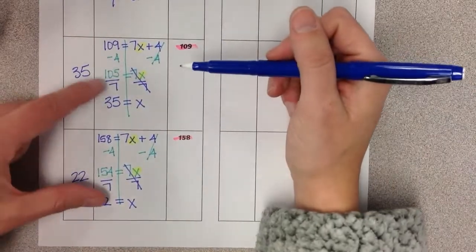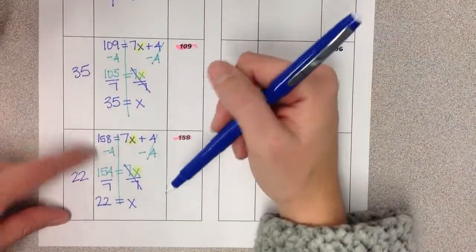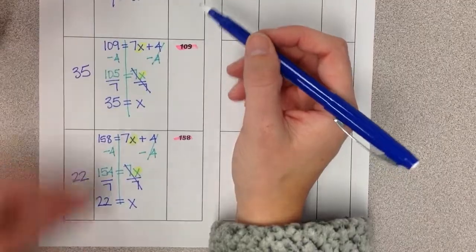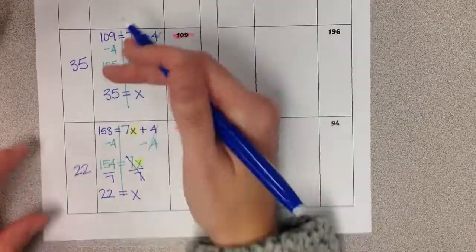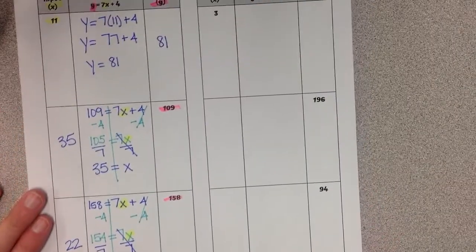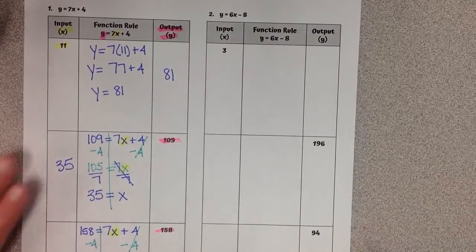So if you notice, if you look at these two, it looks like the exact same steps, just with some different numbers on the left. We subtracted 4 first, then we divided by 7. It should be the same process each time. Let's look at another one.